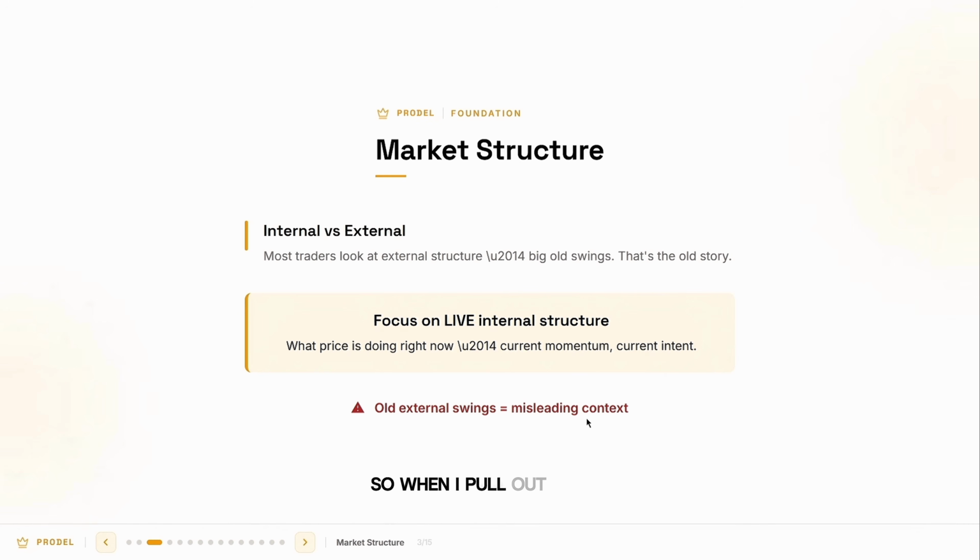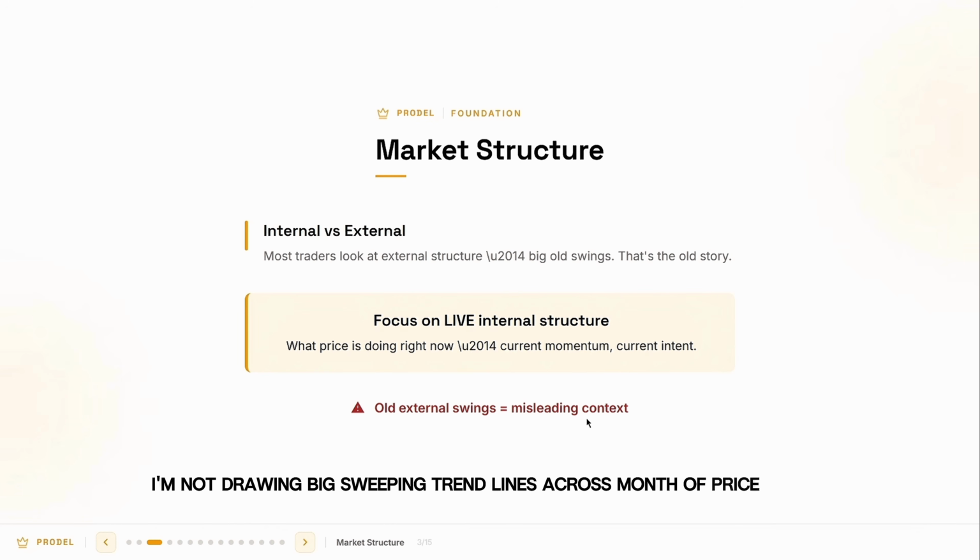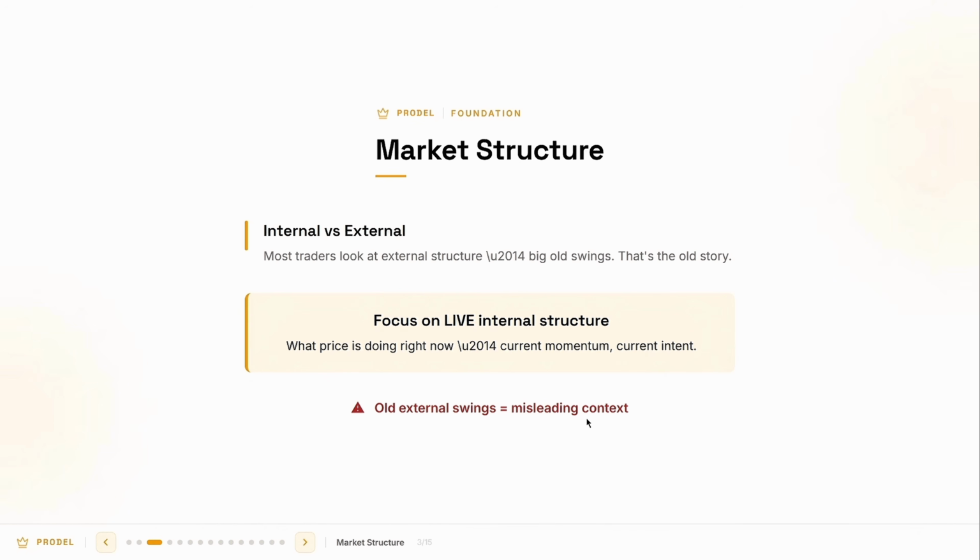So, when I pull up a chart, I'm not drawing big sweeping trend lines across months of price action. I am just identifying the most recent internal swing high and low, the structure that is actively performing and actively being respected. In a bullish structure, price is making higher highs and higher lows. In bearish structure, price is making lower lows and lower highs. A break of an internal structure swing, which we call a market structure break, tells me momentum has shifted. That's my signal to start looking for new zones in the new direction.